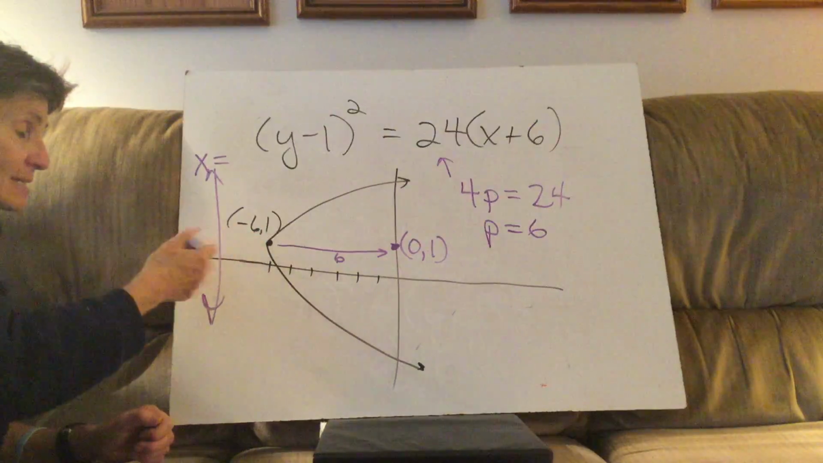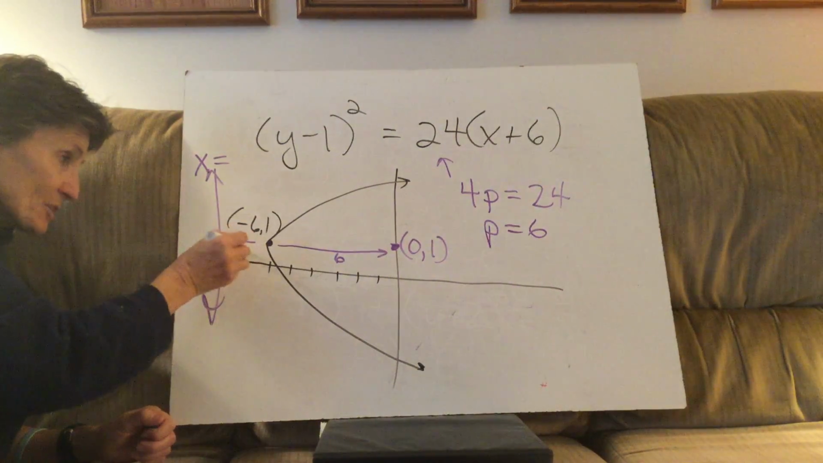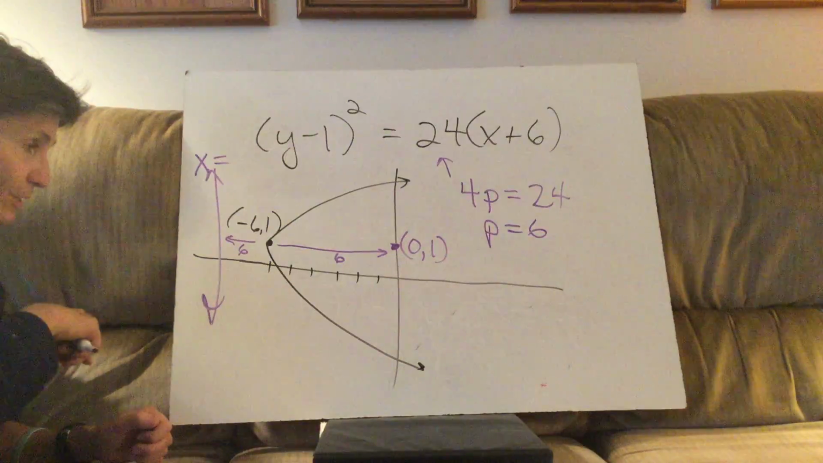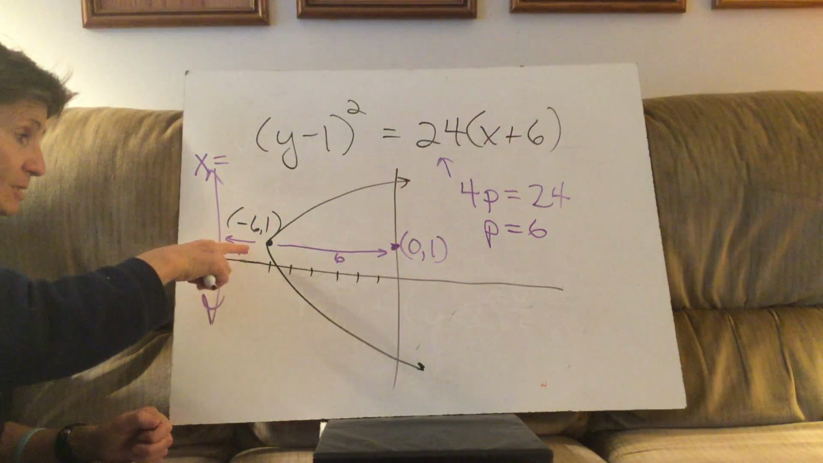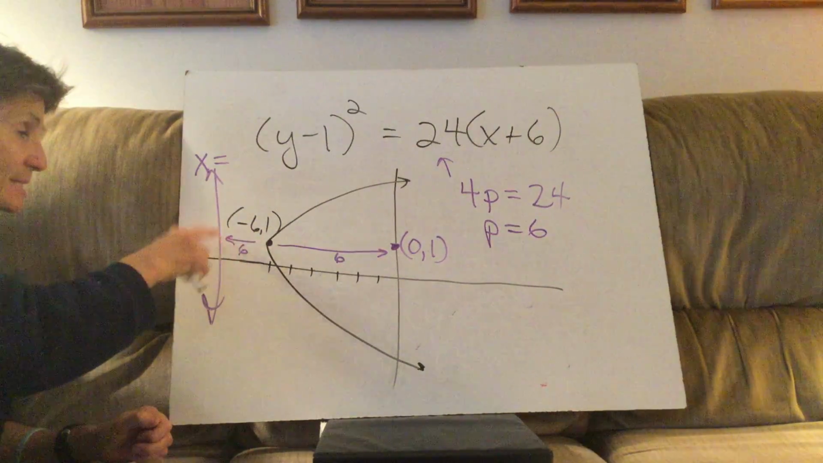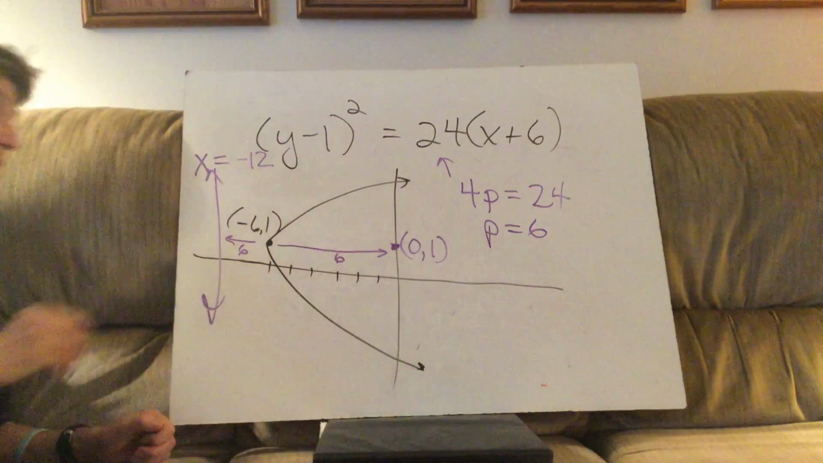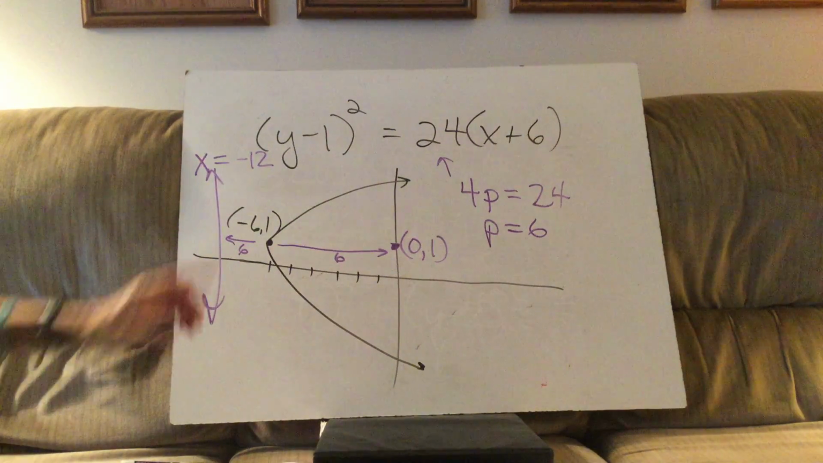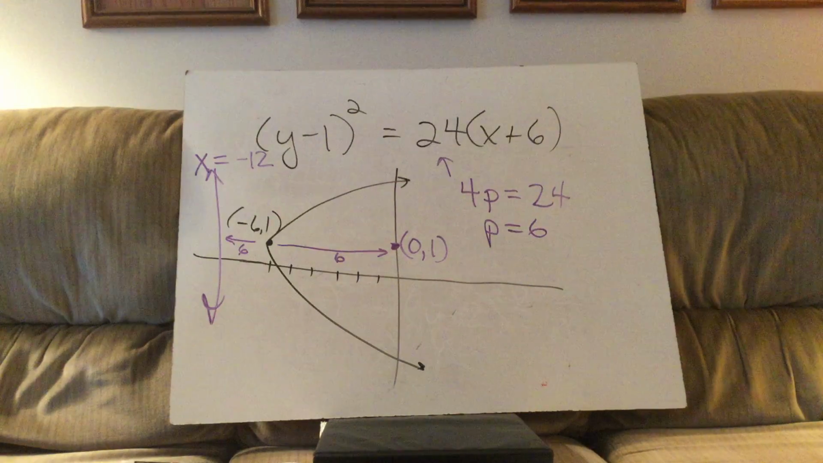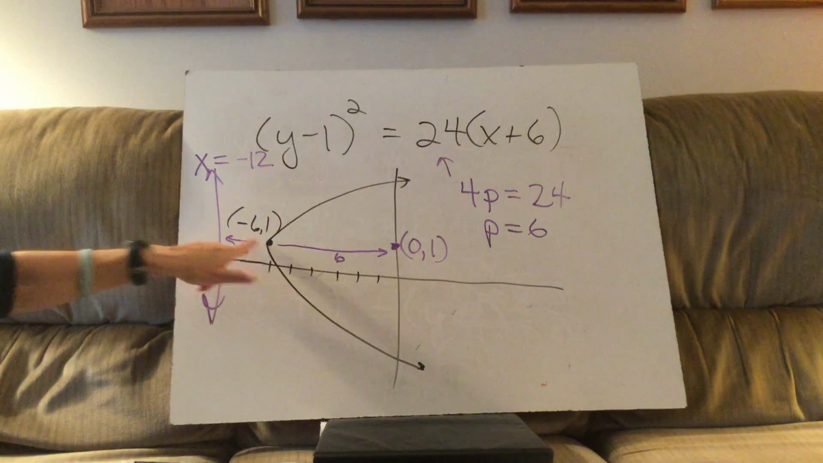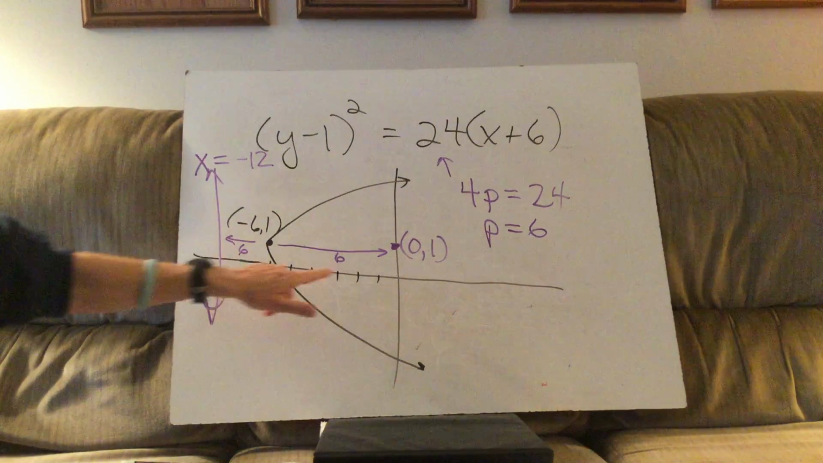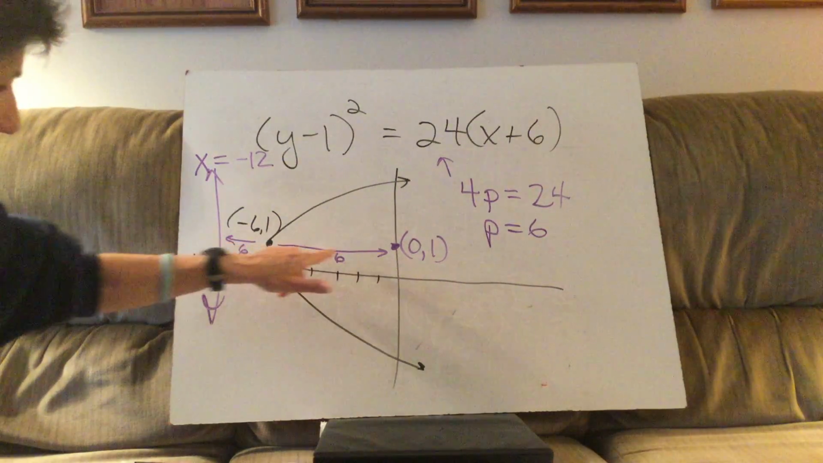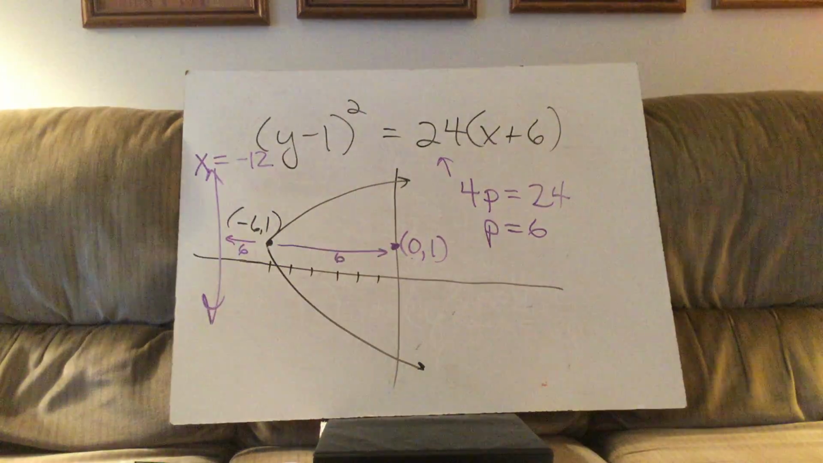And then to get this, I have to go back 6 units, which obviously would put me onto my sofa cushion over here. So I'm just going to label it. If I back up 6, this is going to be x equals negative 12. So my directrix is x equals negative 12, because I start at negative 6 and back up 6. My focus is at 0, 1, because I'm going to start at negative 6 and go forward 6. That puts me at 0, 1.